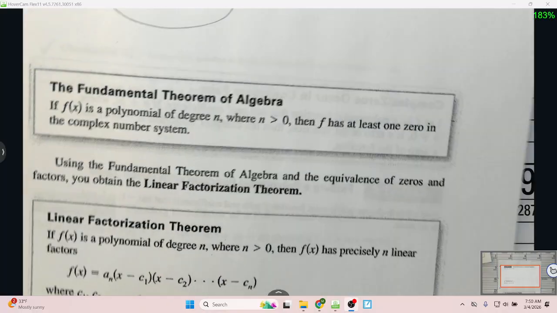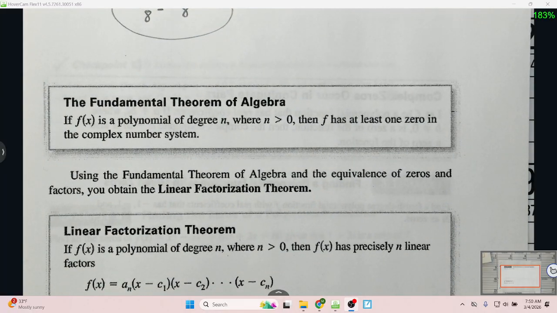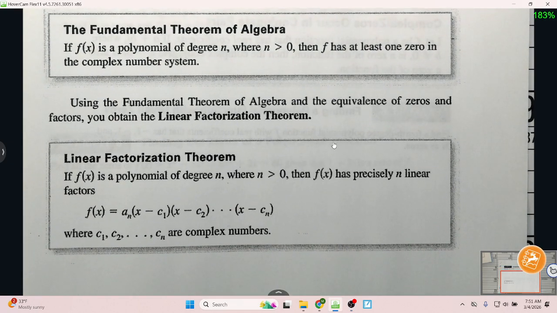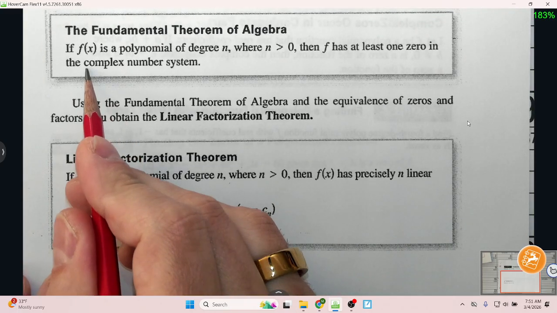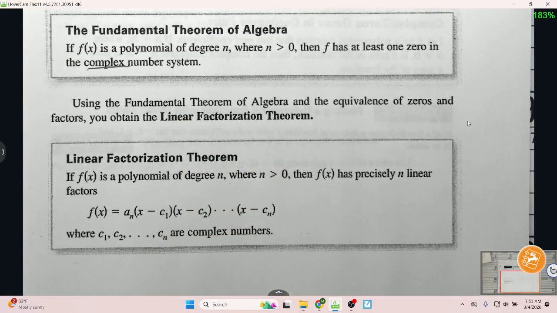So next we'll get into the fundamental theorem of algebra. It seems like it's going to be such a big deal because it's called the fundamental theorem of algebra. It's not really. It's basically just saying that they're all going to have at least a 0. So if you have a polynomial with degree 1 or bigger, you're going to have a 0, whether it's real or imaginary, right? That's what they mean by complex. So even though it has an imaginary solution, it's still called a solution.